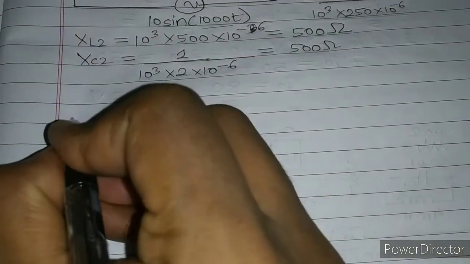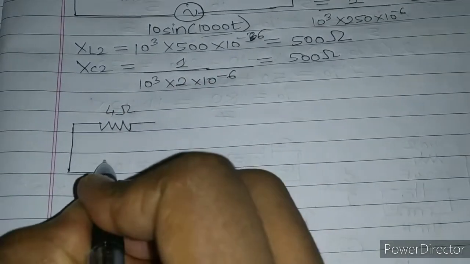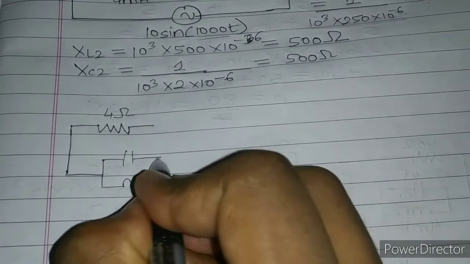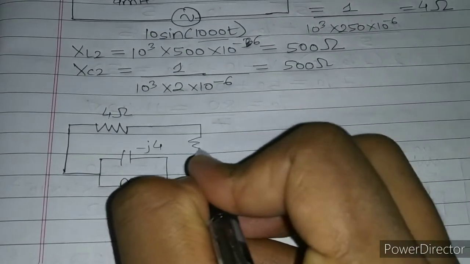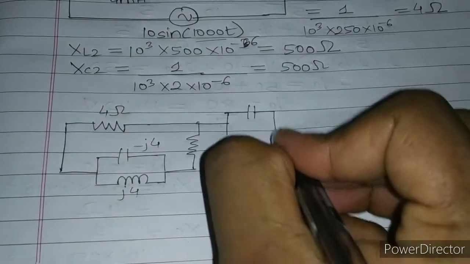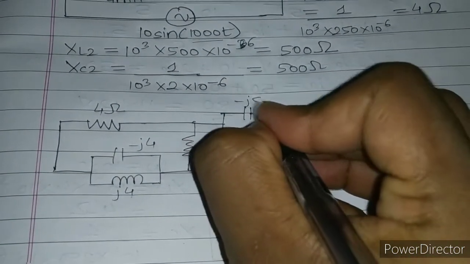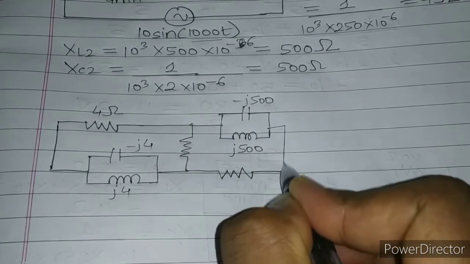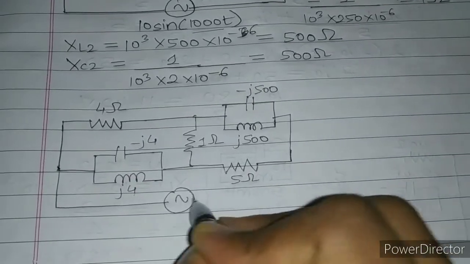So the given circuit can be modified as shown. Here it is 4 ohm resistor, capacitor and inductor, where inductor is j4 and capacitor is minus j4. Then comes 1 ohm resistor. Now again the capacitor and inductor in parallel, where inductor is plus j500 and capacitor is minus j500. A resistor over here which is 5 ohms, and this is 1 ohm resistor, and the source.